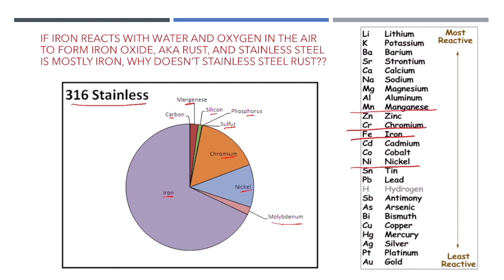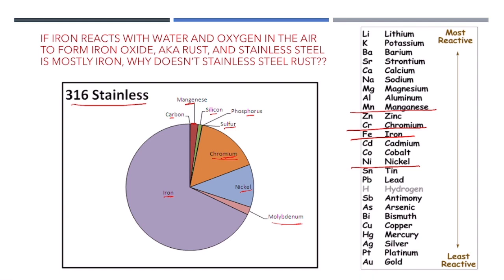So if you take a close look, then you'll notice that manganese and chromium are higher up on that list than iron is, meaning they're more reactive. There is not a whole lot of manganese in this stainless steel, but there is a sizable amount of chromium. And because these two metals, mainly the chromium, are more reactive than iron, they are actually beating iron to the punch when they're trying to react with the oxygen in the air.